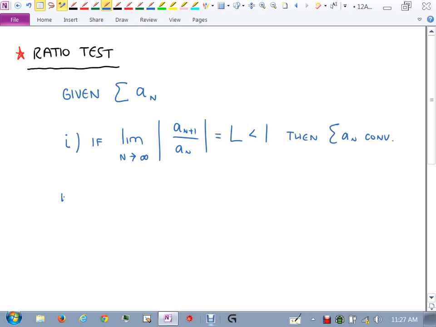Now, if that same limit, oh, also, hold on. I need to add something in here. Then a sub n converges, and not only does it converge, it's absolutely convergent.